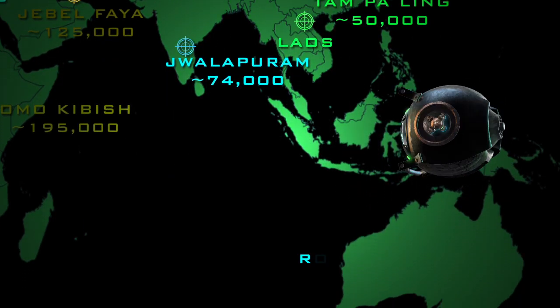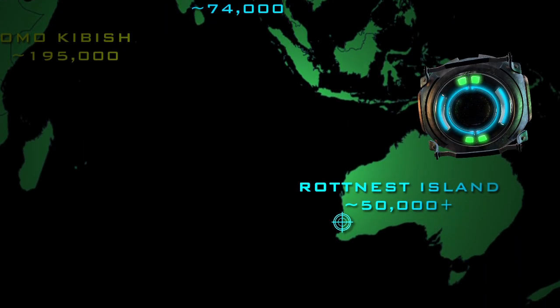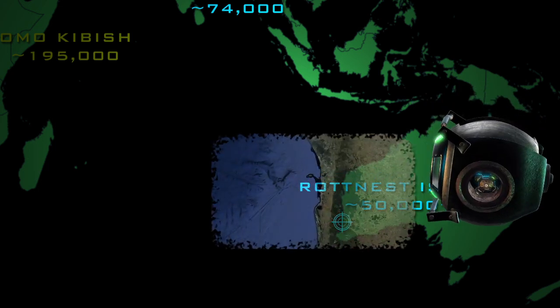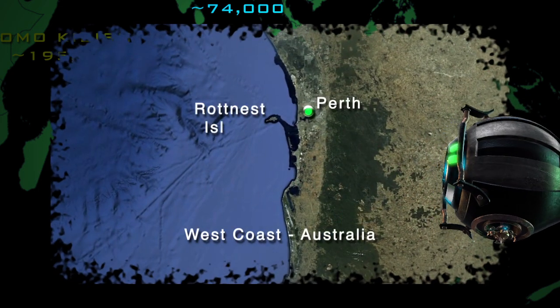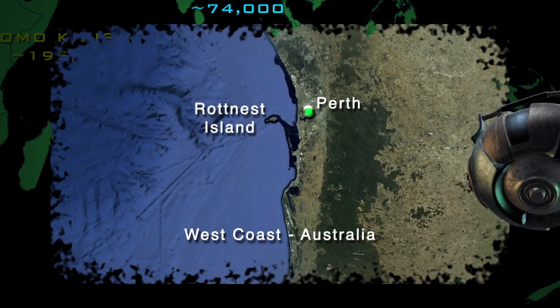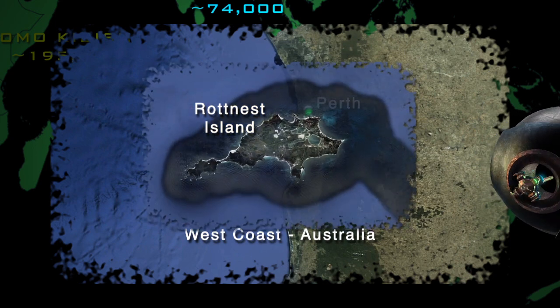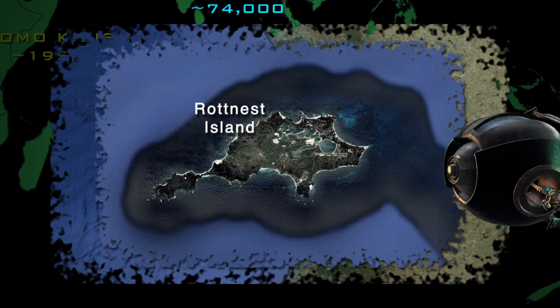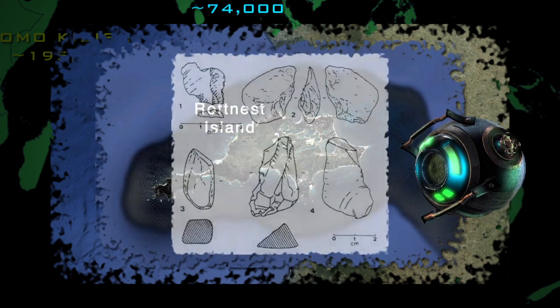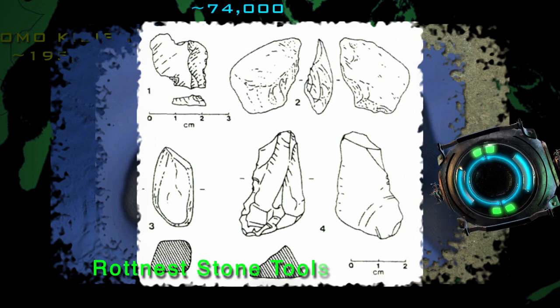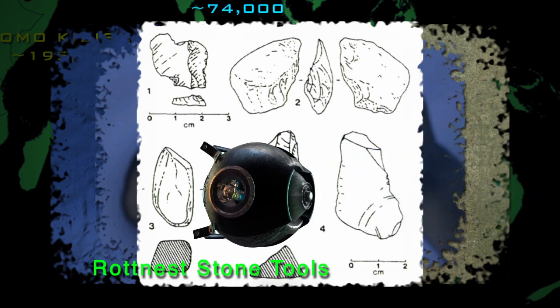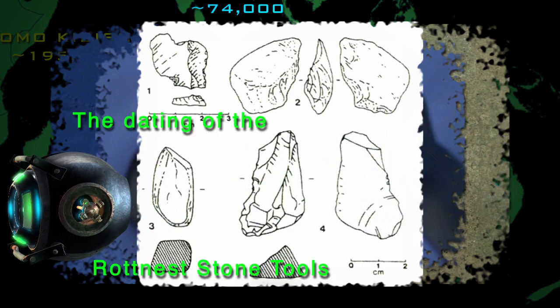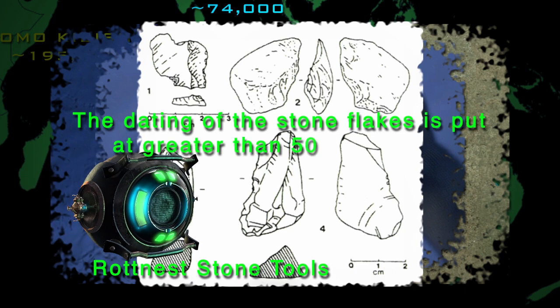The next site we will look at is Rottnest Island off the western coast of Australia. Rottnest Island lies about 11 miles or 19 kilometers off the coast of Australia near Perth and Fremantle. The actual evidence for early humans on Rottnest is rather sparse, consisting only of three stone flakes and a feldspar pebble. The dating of the stone flakes is put at greater than 50,000 years.